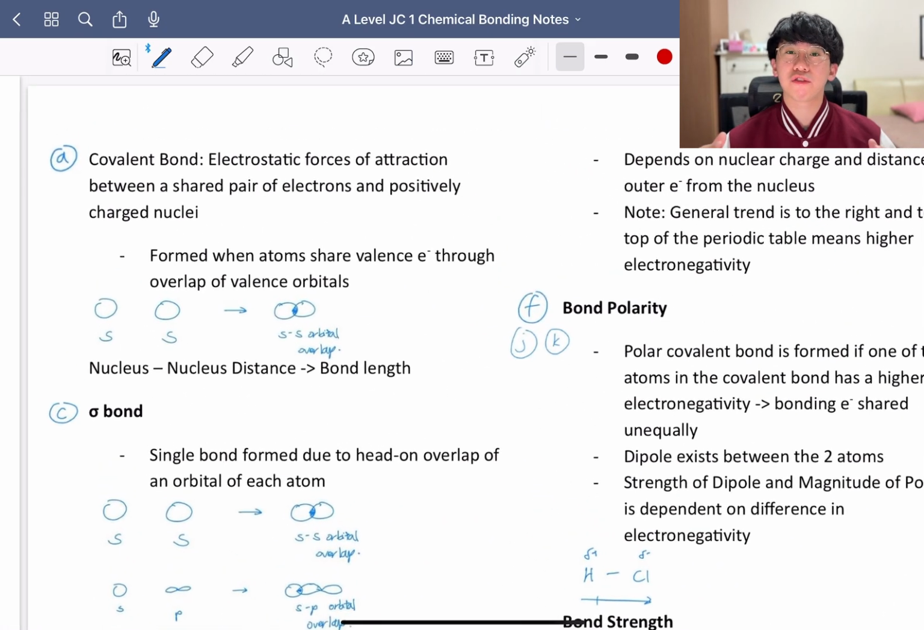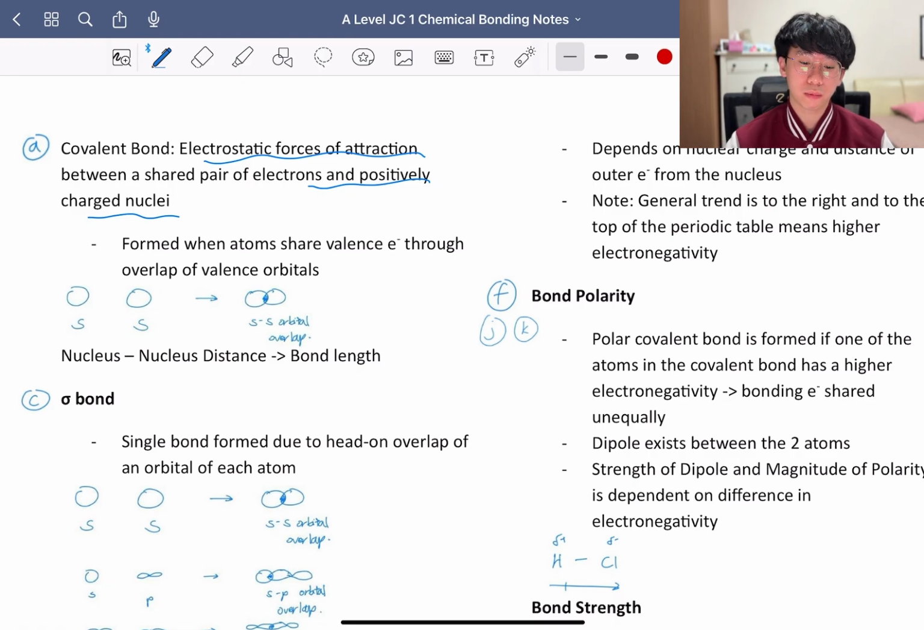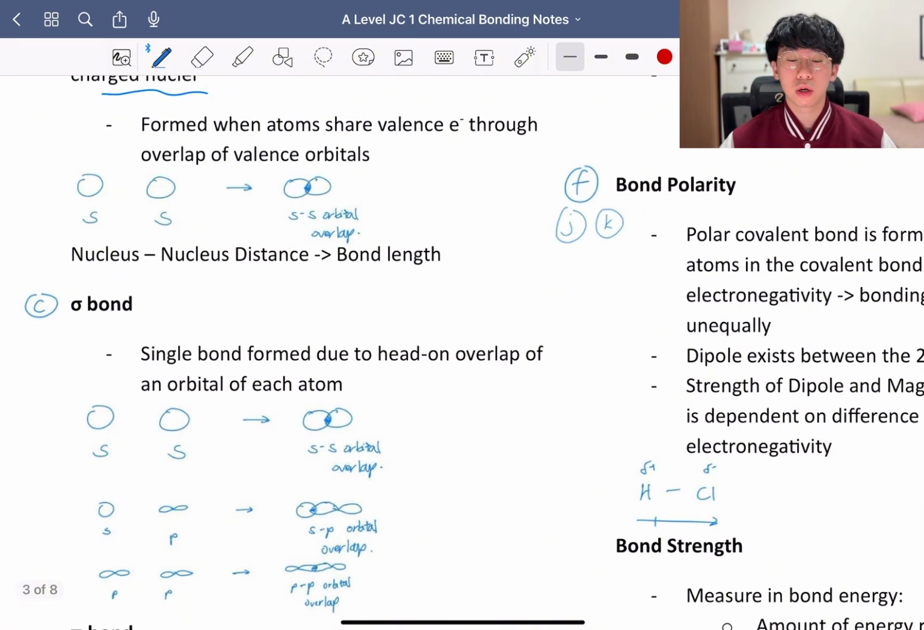So let's start off by defining what exactly is a covalent bond. Covalent bonds are electrostatic forces of attraction between a shared pair of electrons and positively charged nuclei. So you have learned this previously in secondary school, but essentially this is the sharing of electrons that forms the bond between atoms. But what exactly is the sharing of electrons and how is it done? Well, these atoms would share electrons through overlapping of the valence orbitals.